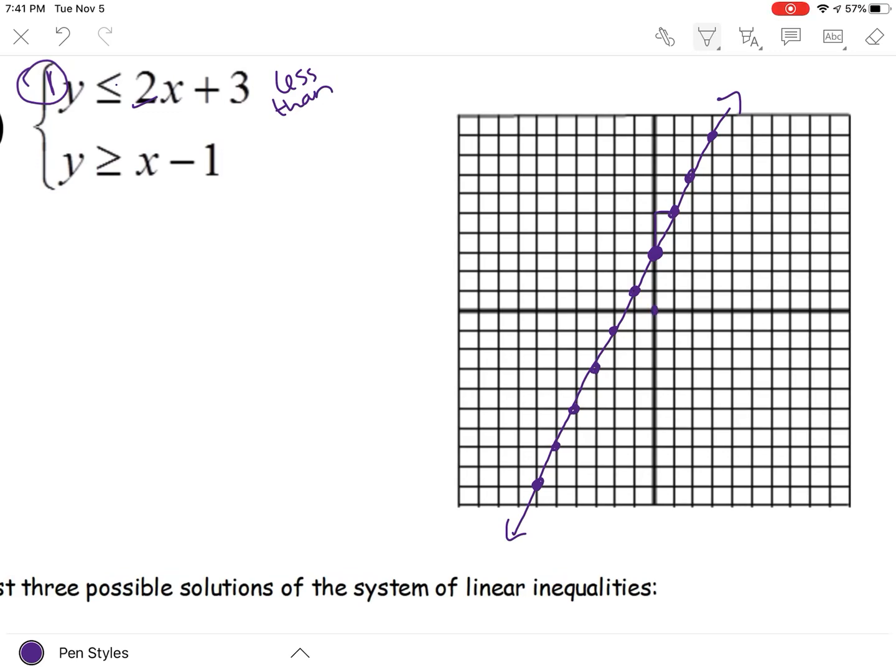If we wanted to, we could pick a test point. We could pick 0, 0 as our test point. So is 0 less than or equal to 2 times 0 plus 3? Well, that's just asking, is 0 less than or equal to 3? Yes, it is. So we would shade in the area where the origin is. Notice how I just shaded very lightly, just enough so I know that this bottom half of the graph is where my solutions are.